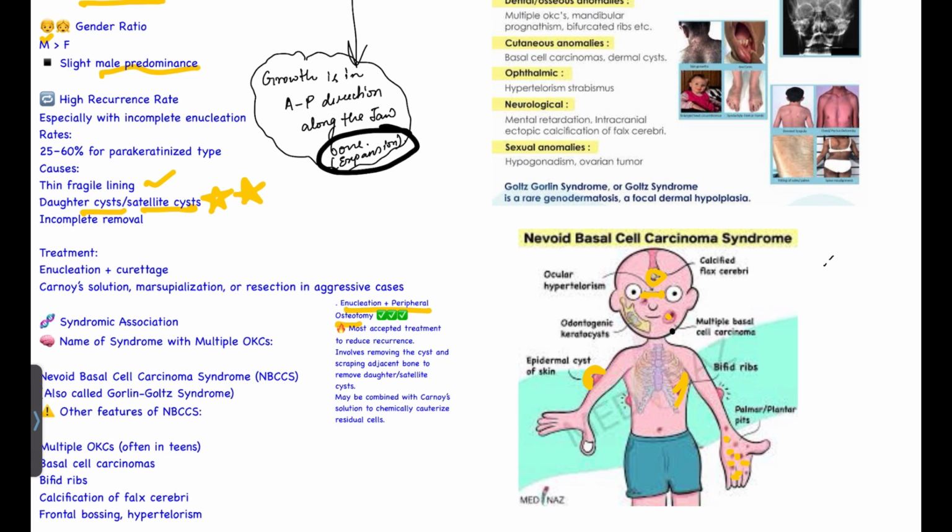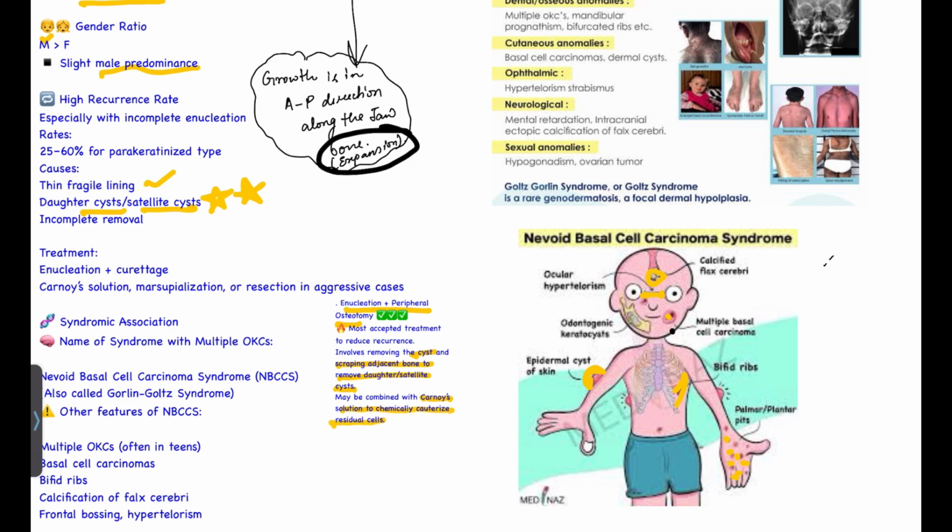This is the most accepted treatment to reduce recurrence. It involves removing the cyst and scraping the adjacent bone to remove the daughter cysts or satellite cysts. It may be combined with Carnoy's solution to chemically cauterize the residual cells.